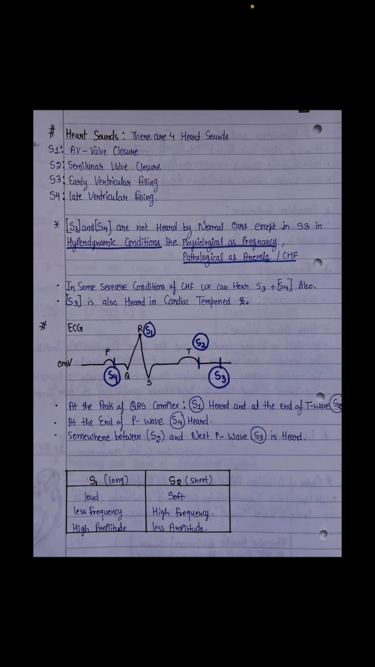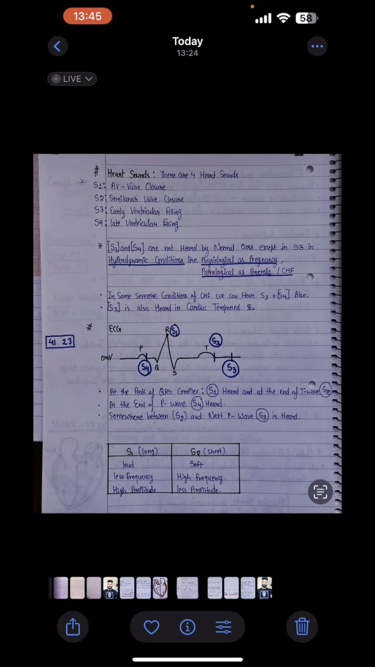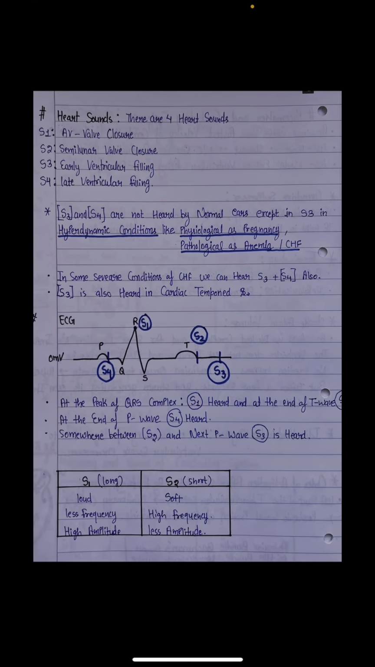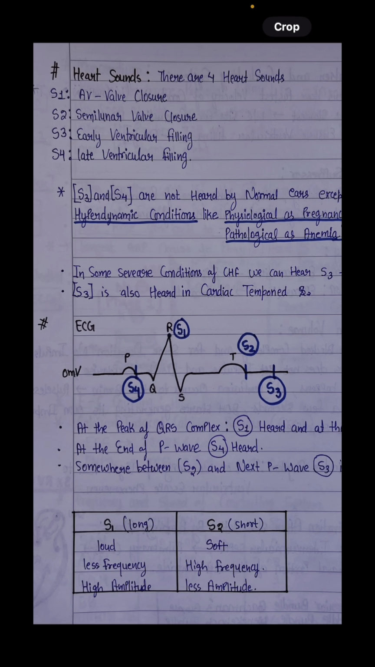I find it good to introduce these things, because maybe you are hearing them after a long time and might have forgotten them. So let's see how the sounds appear on the ECG. On the ECG, I have mentioned the scheme here. Just after the P wave, we hear S4. After the R wave, we hear S1. After the T wave, we hear S2, and then S3.